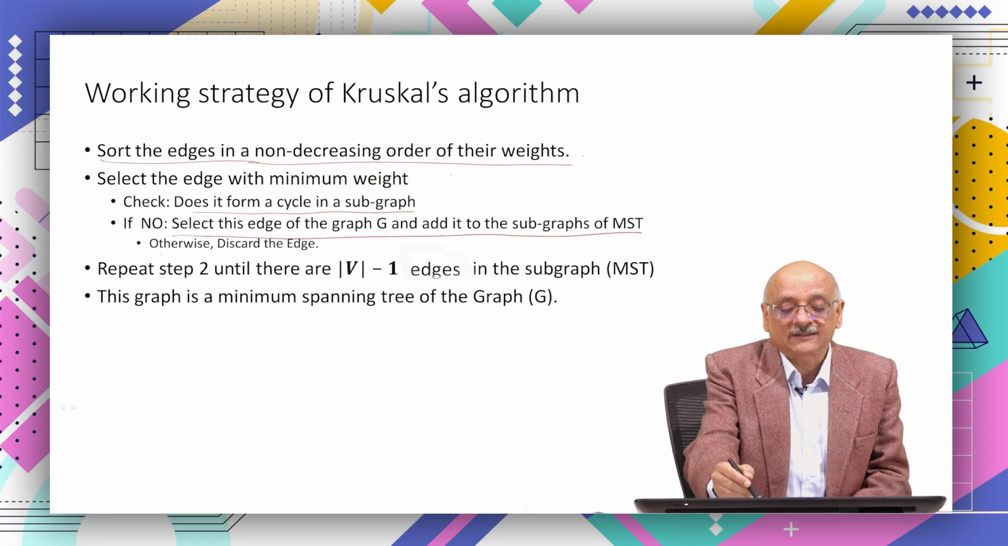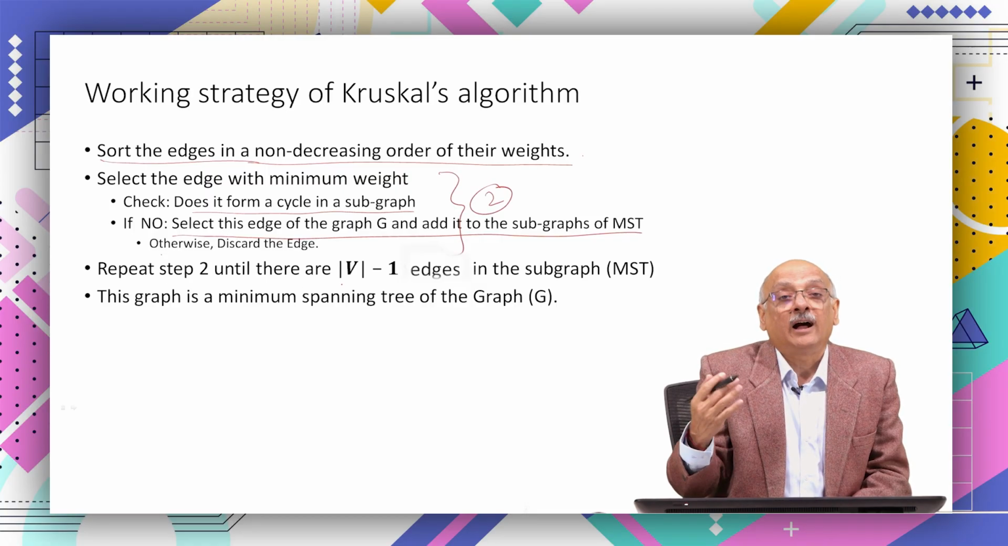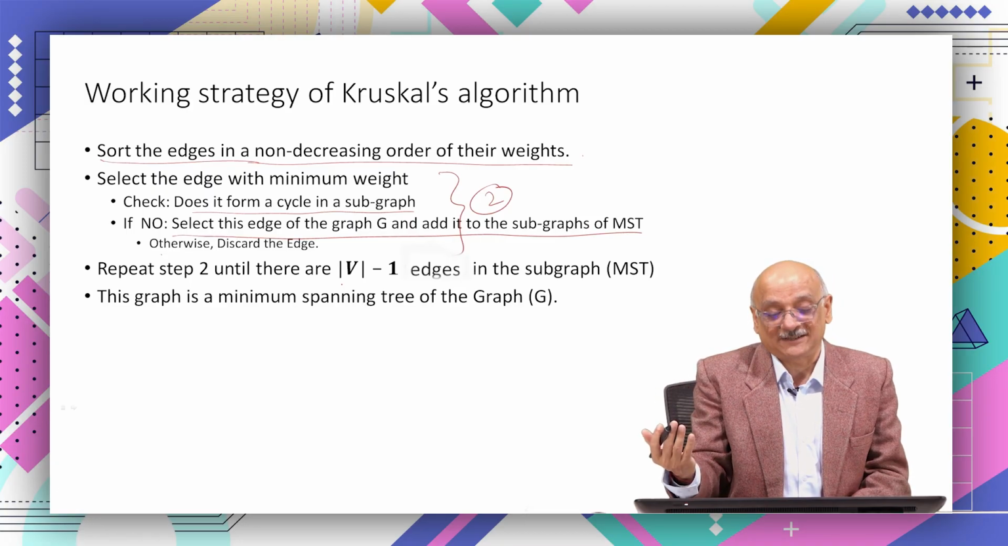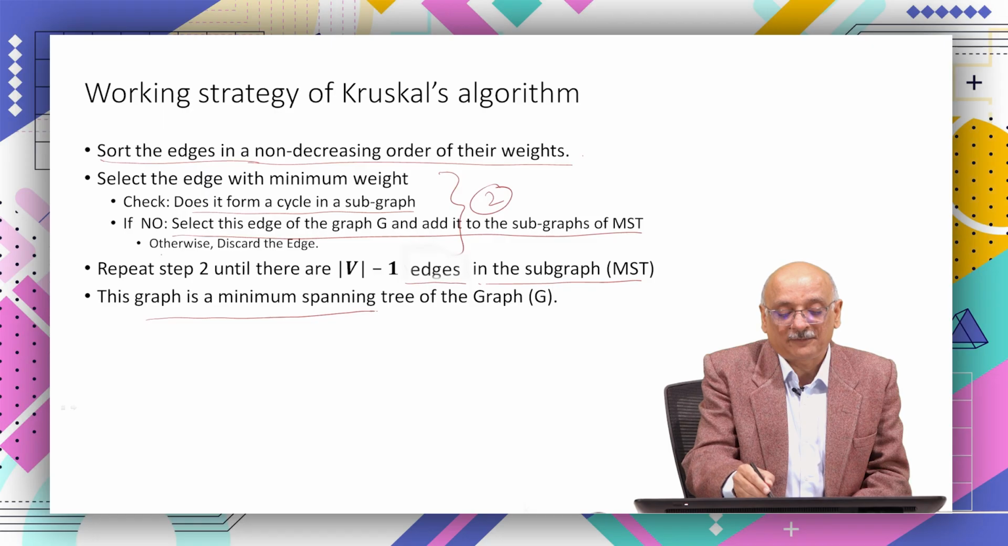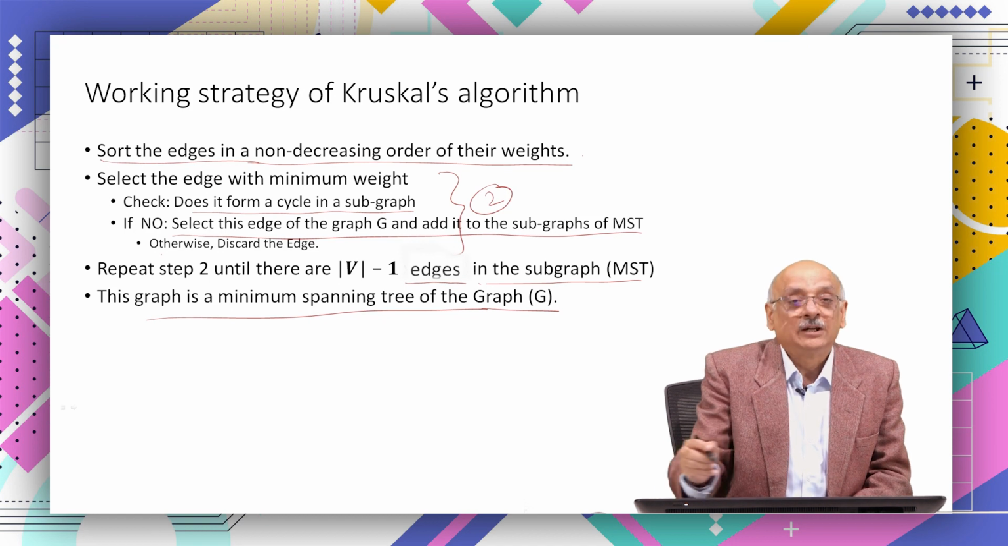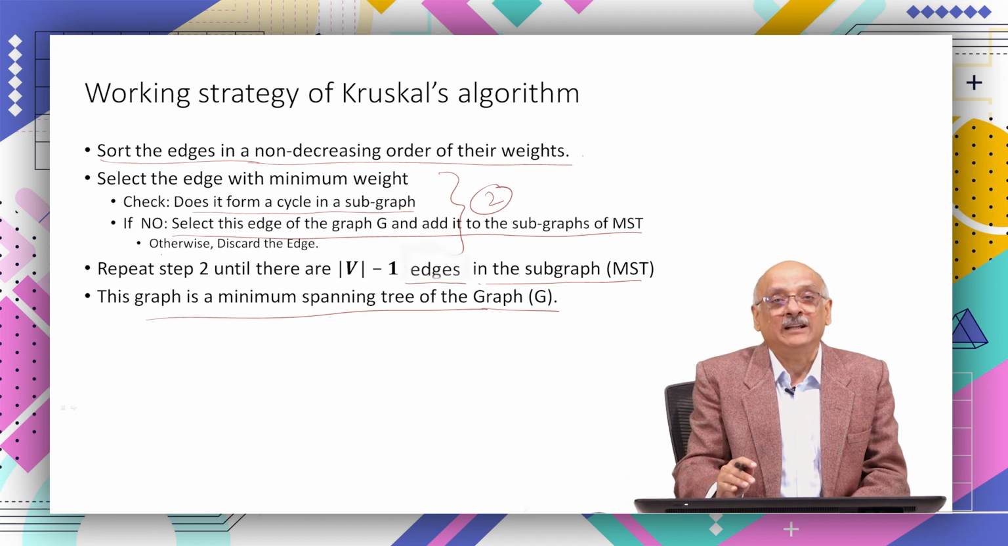Now, this step 2 is repeated until we have selected V minus 1 edges in the subgraph. Okay, so this graph is a minimum spanning tree of the graph G. All right. So this is how this whole thing works.